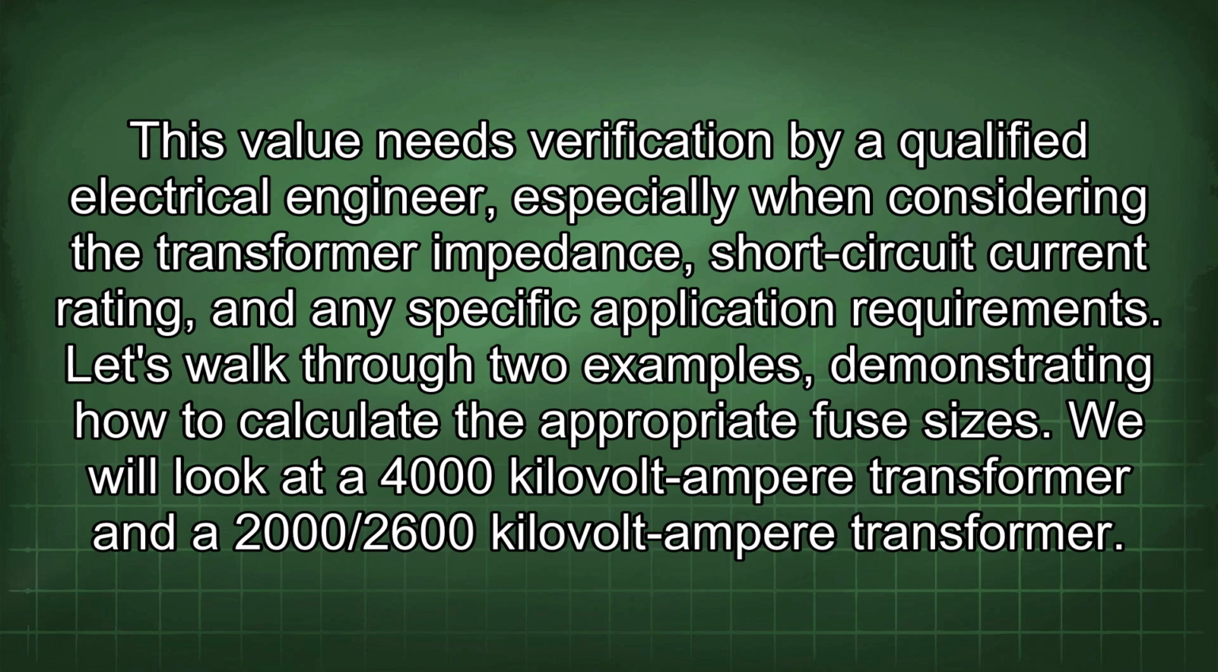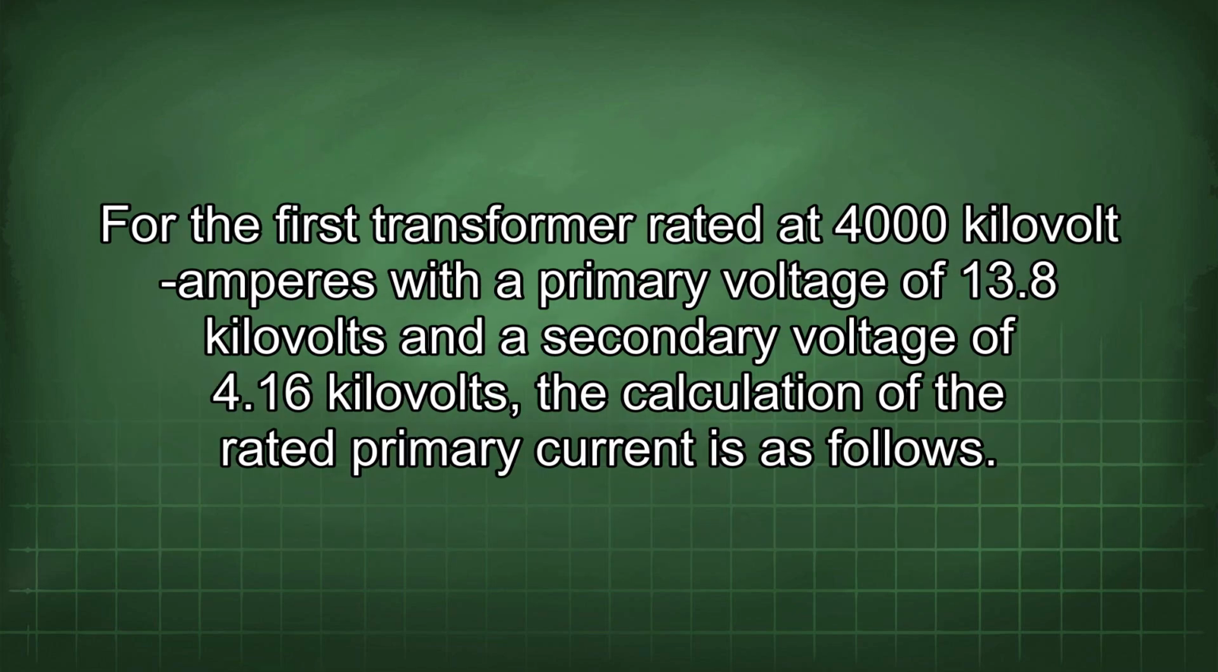any specific application requirements. Let's walk through two examples, demonstrating how to calculate the appropriate fuse sizes. We will look at a 4000 kVA transformer and a 2000/2600 kVA transformer. For the first transformer rated at 4000 kVA with a primary voltage of 13.8 kV and a secondary voltage of 4.16 kV, the calculation of the rated primary current is as follows.